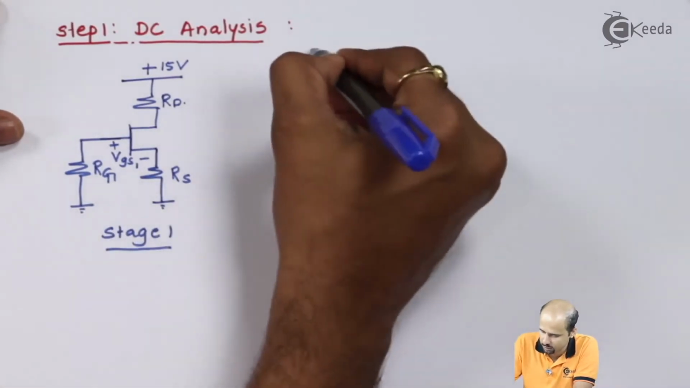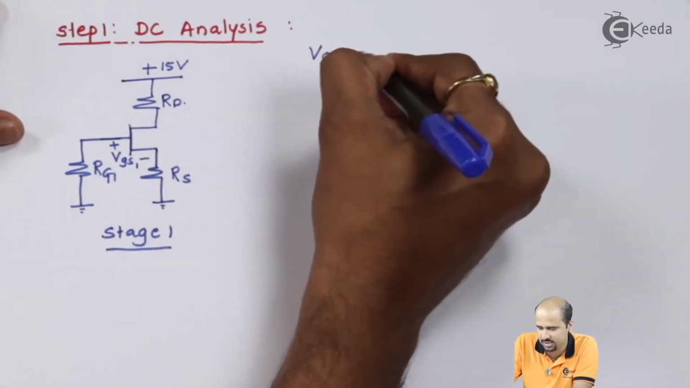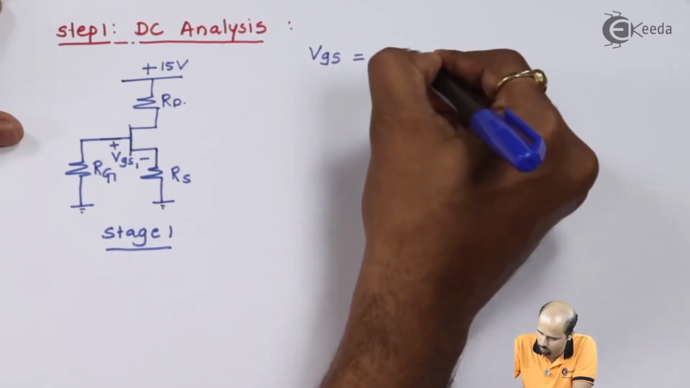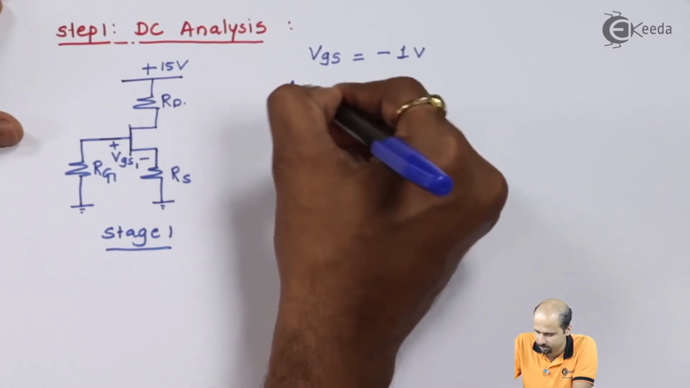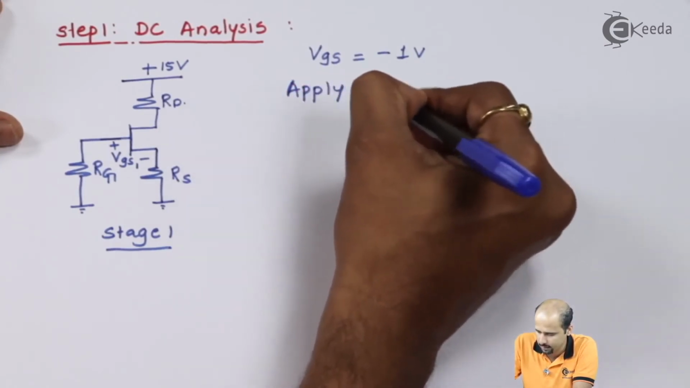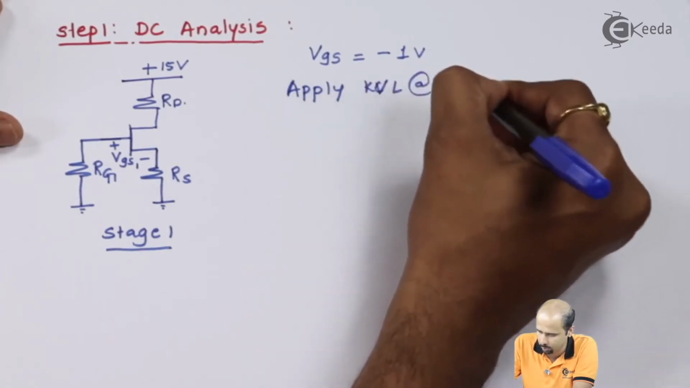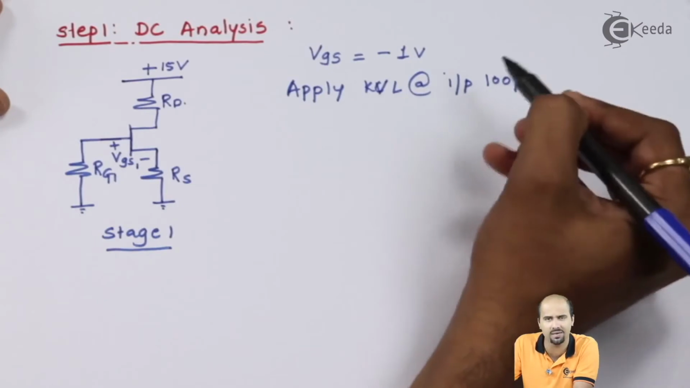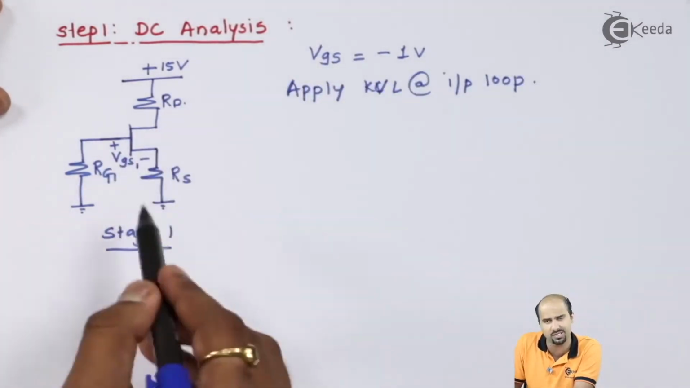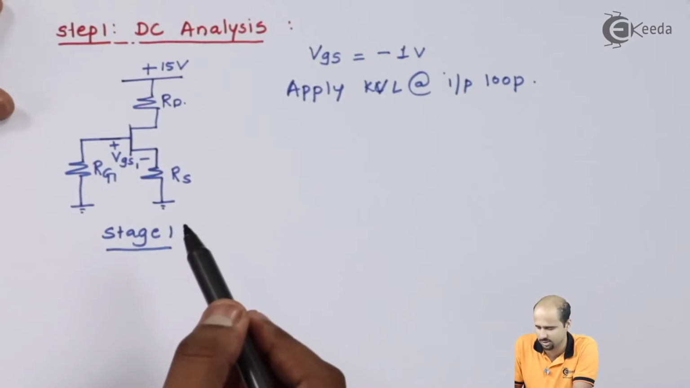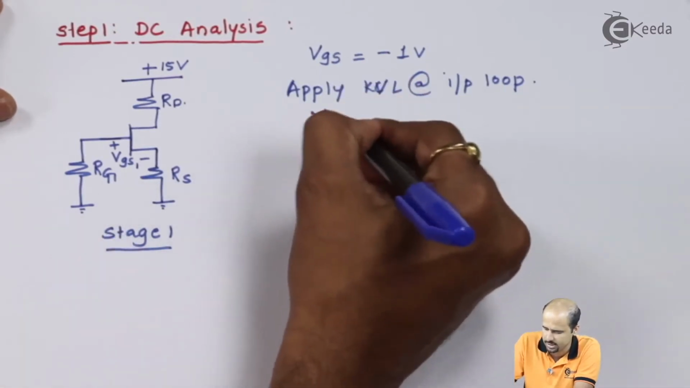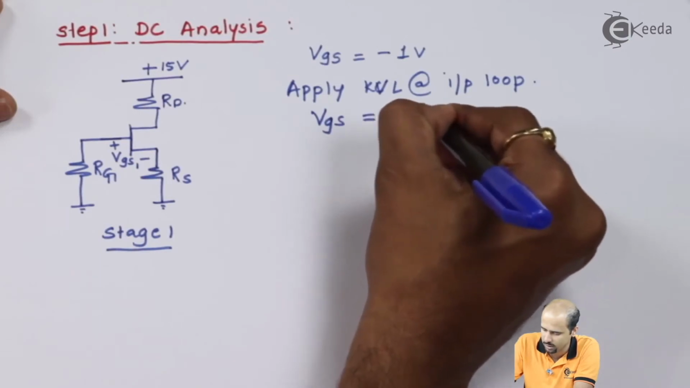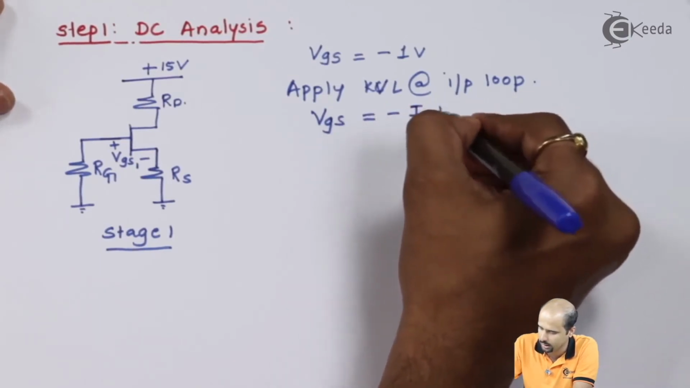We know the value of VGS is given as -1 volt. Apply KVL at the input loop. Here we don't require the Thevenin's equivalent circuit as it is a simple self-biased circuit. So if I apply KVL at the input stage, I get the value of VGS is equal to minus of ID into RS.